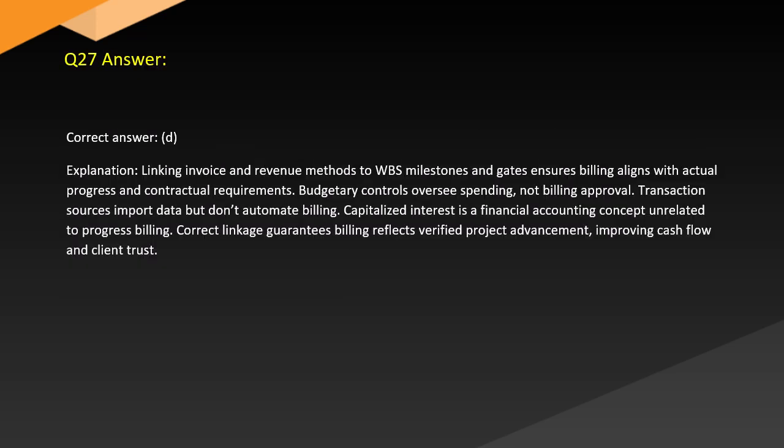Answer. Correct answer: D. Explanation. Linking invoice and revenue method of milestones and gates ensures billing aligns with actual progress and contractual requirements. Budgetary controls oversee spending, not billing approval. Transaction sources import data but don't automate billing. Capitalized interest is a financial accounting concept unrelated to progress billing. Correct linkage guarantees billing reflects verified projected value, improving cash flow and client trust.